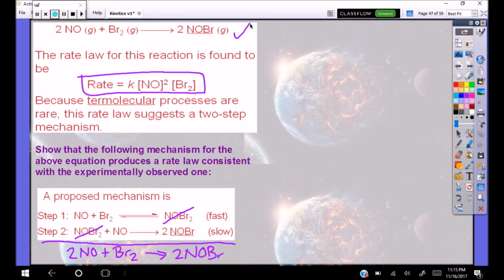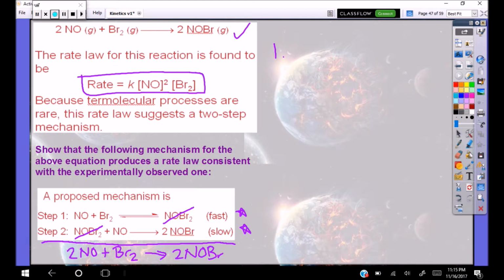Yay! Now, this is where the fast and slow step stuff comes into play. We said that the rate law is equal to the sum of the elementary steps up to and including the slow step. So we actually have to include both parts here, okay? So let's break it down.